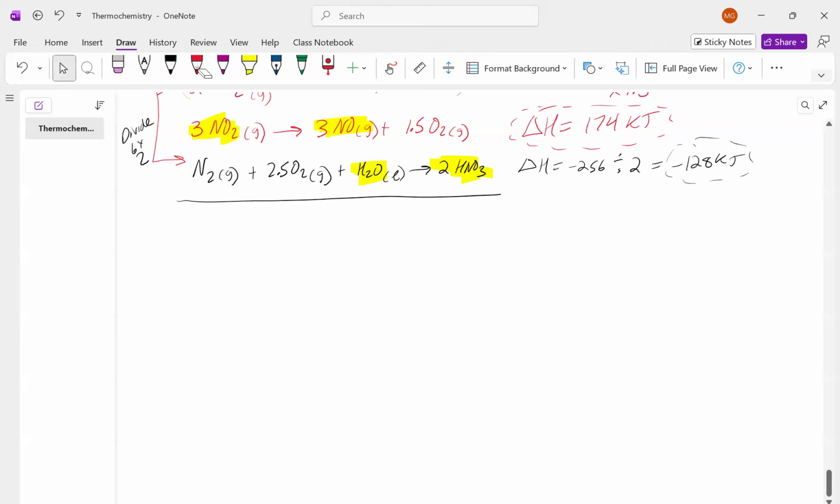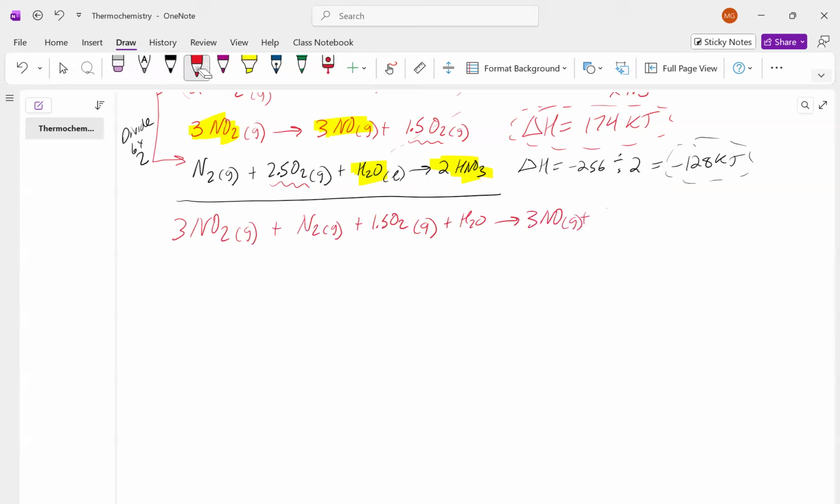Okay, now when I add, I can start canceling out things that are the same. Okay, so I have 3 NO2. And then I still have a nitrogen. Notice I have oxygen on the left and oxygen on the right. So I can cancel a little bit of it. I can get rid of this one completely and have 1.5 oxygens there, plus water, and then 3 NOs and 2 HNO3.